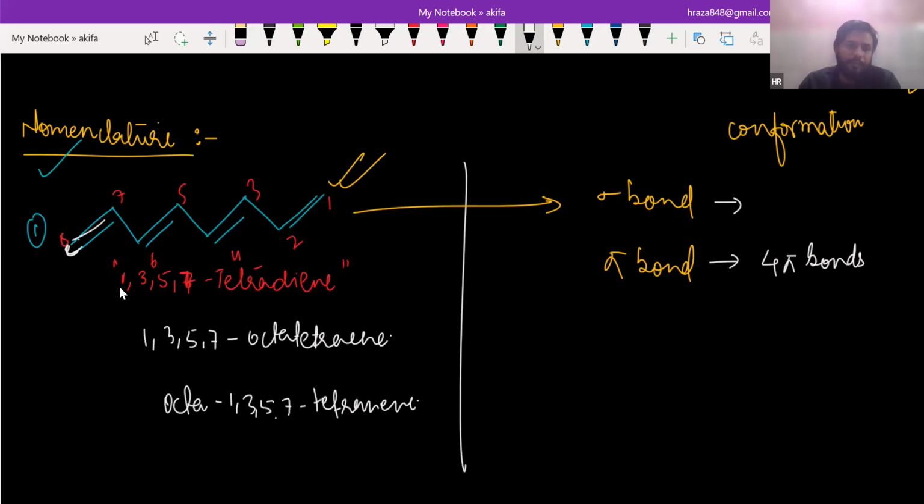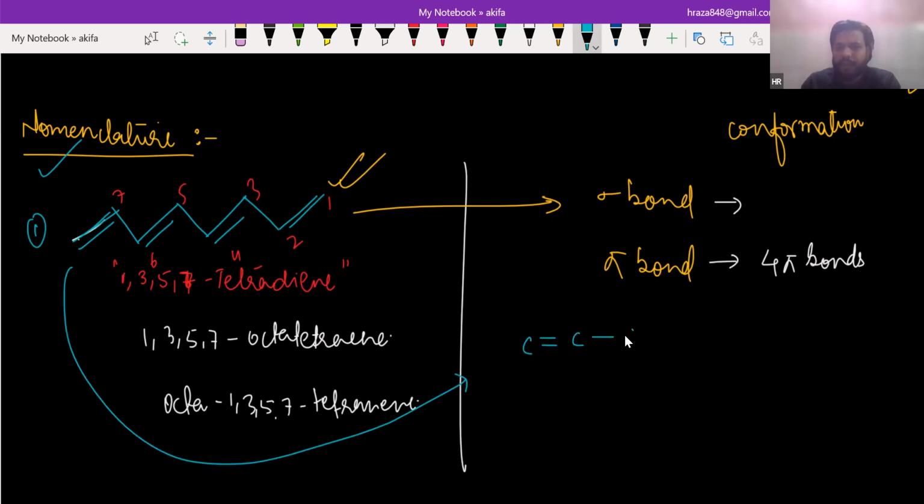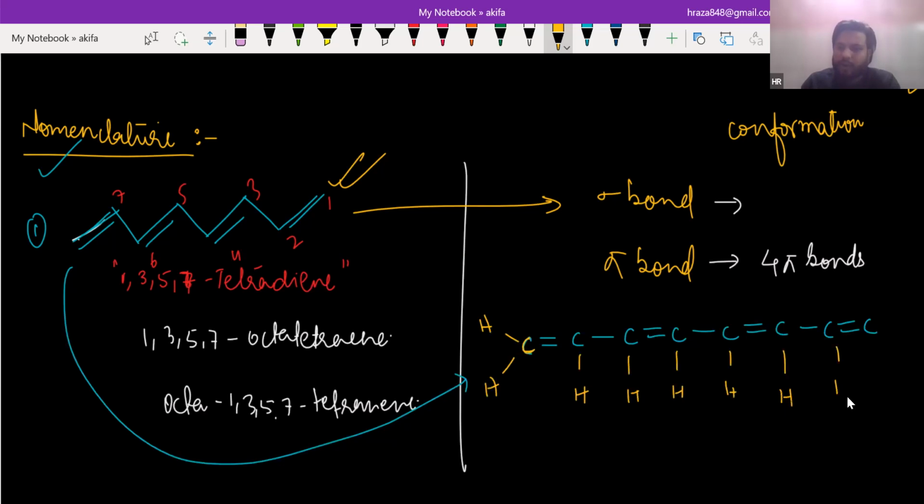Carbon always makes 4 bonds. And if it doesn't look like 4, that means hydrogen is attached to it. So if I write its complete structural formula, it will be C double bond C, single bond, C double bond C, single bond, C double bond C. Now this carbon is making only 2 bonds, that means 2 hydrogens are here. This carbon is making 3 bonds, that means 1 hydrogen is here, and so on for the others.